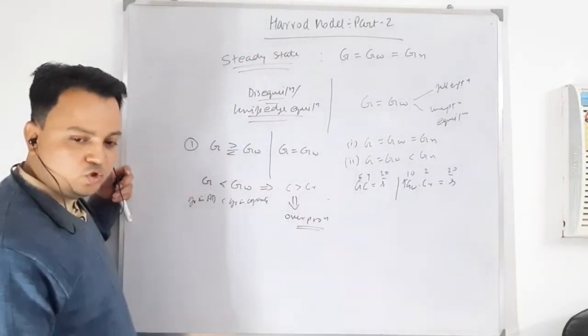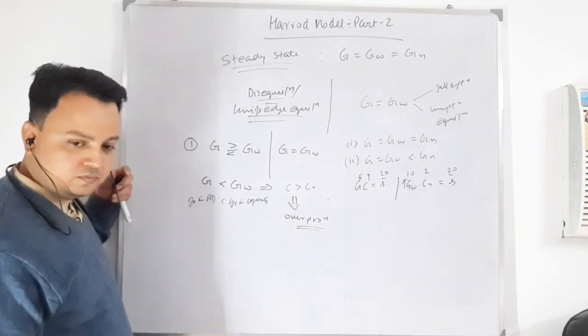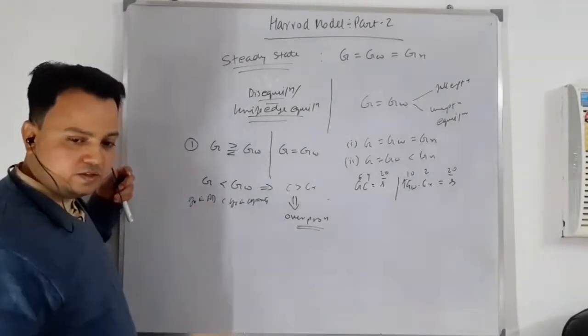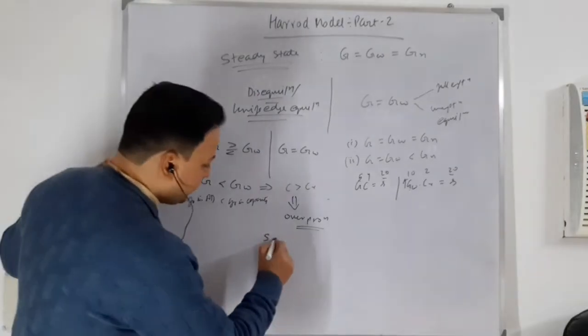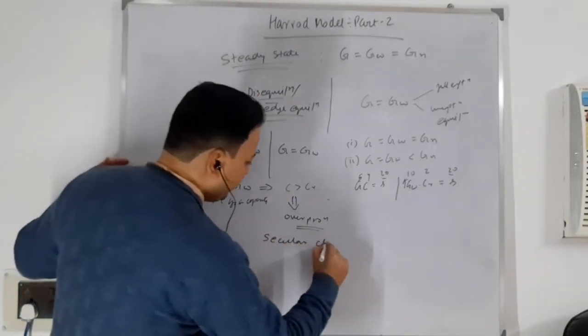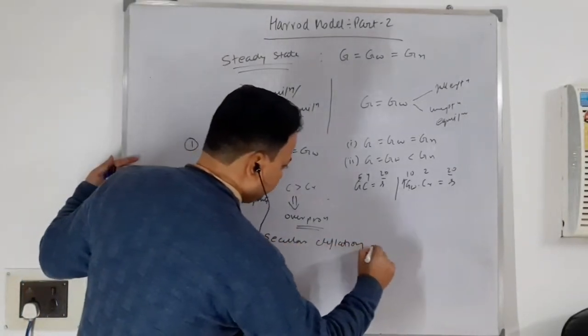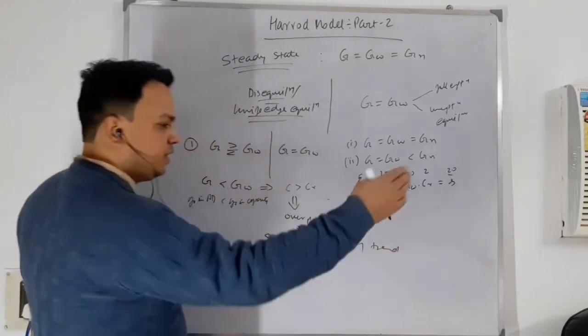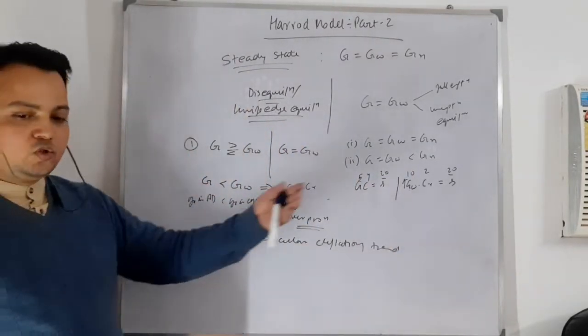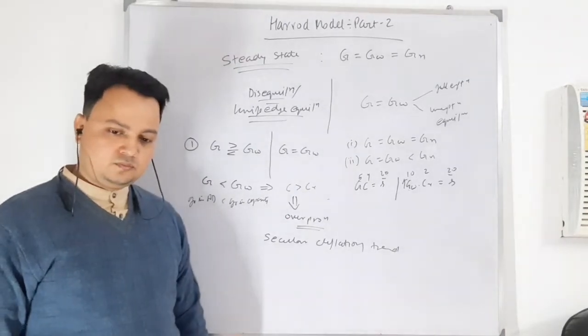When you have overproduction, in order to sell the output, what do you have to do? You have to reduce price in every period. So when you are reducing price in every period, there will be a deflationary trend in the economy. That means in every period, the producer has to reduce price.